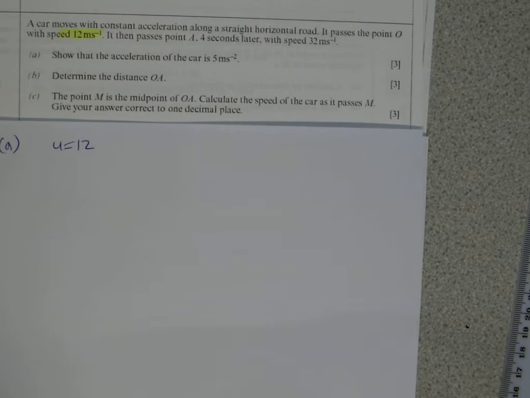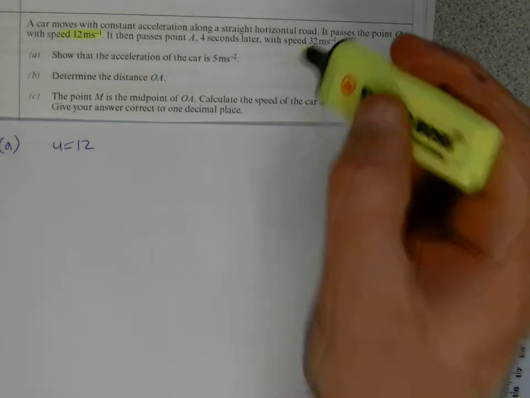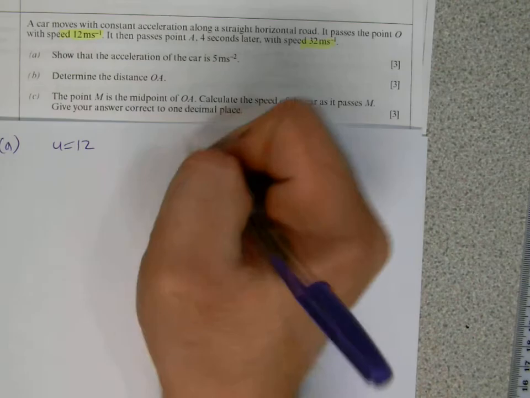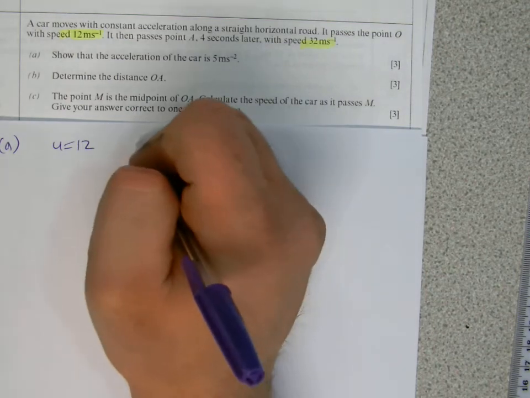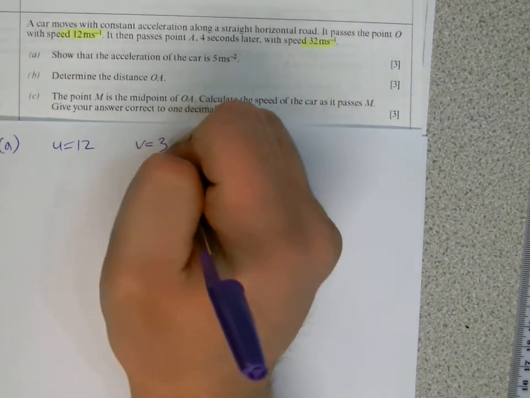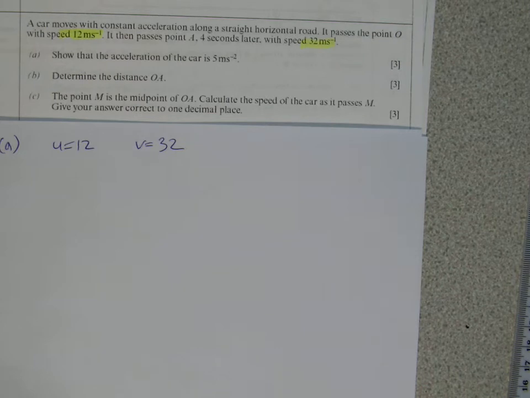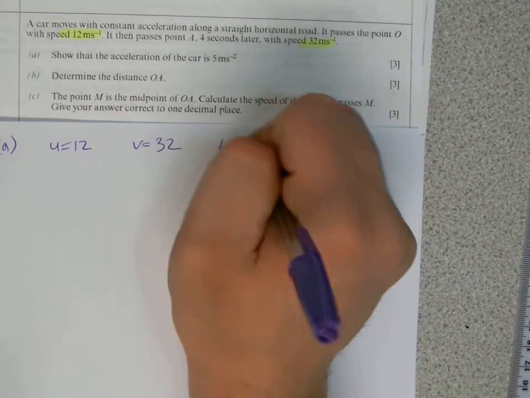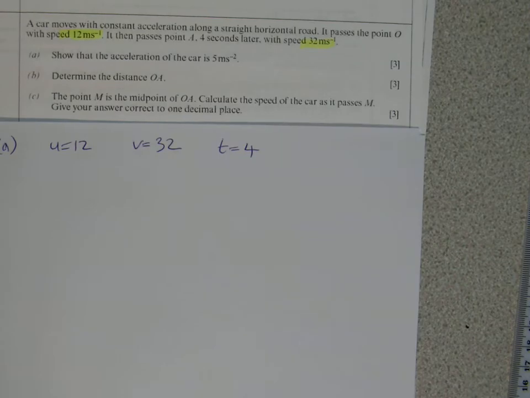Then passes point A 4 seconds later with speed 32 meters per second. Okay, so passes through another point then, with an increased speed. So in that case the final speed from that journey from O to A will be 32 meters per second, and it does all that going from O to A in 4 seconds. Okay, so we've got that information.